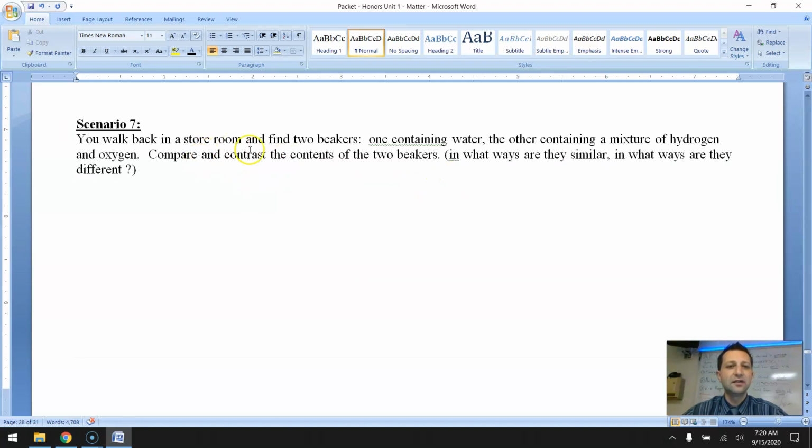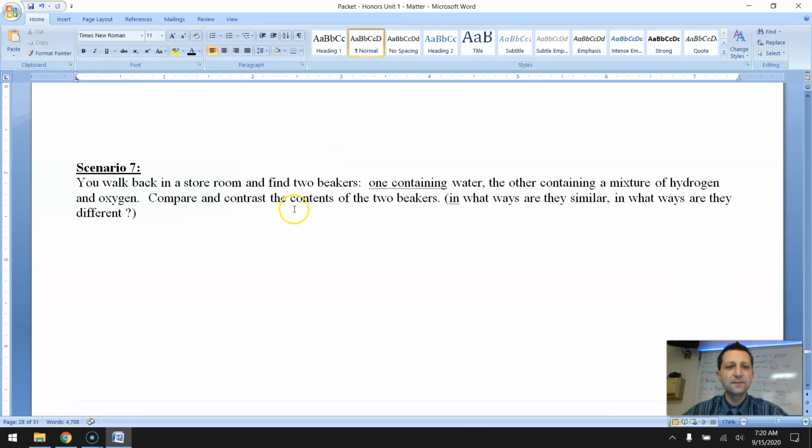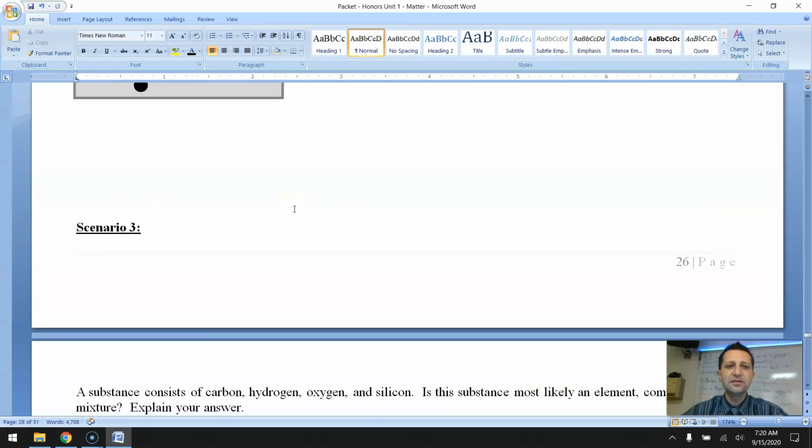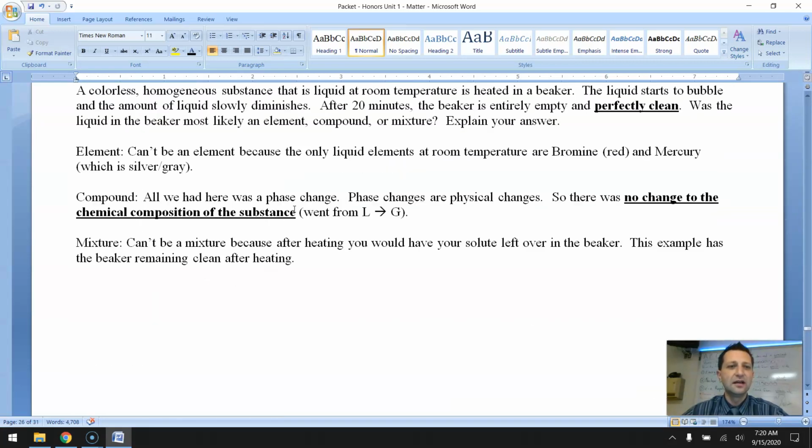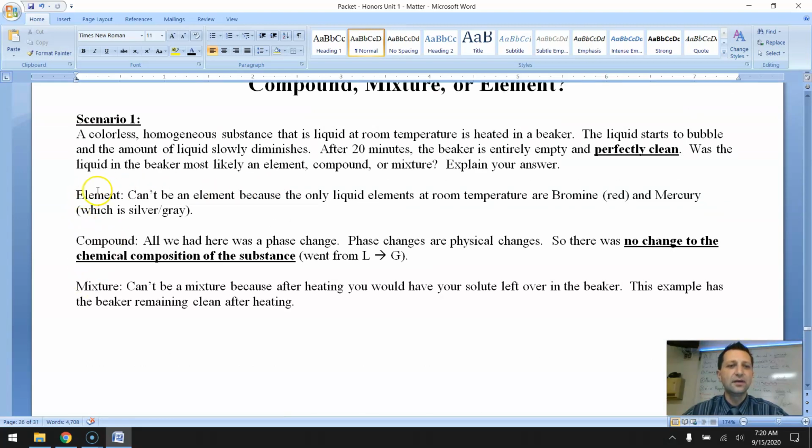And number 7, a good way to do this is to do a Venn diagram. We should have done an example similar to this with iron and sulfur and iron sulfide in class. That's it, guys. So knock them out. Take some time on it. Do what I did here, and have element, compound, mixture, and why it can or can't be those. It'll be a really, really good review for you going forward.